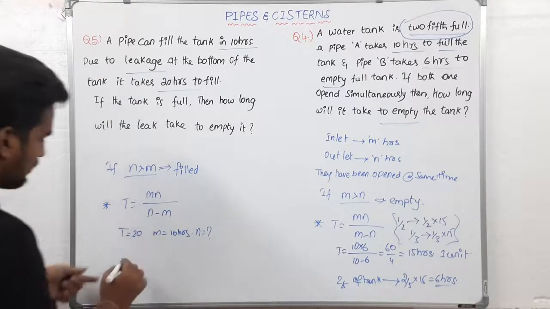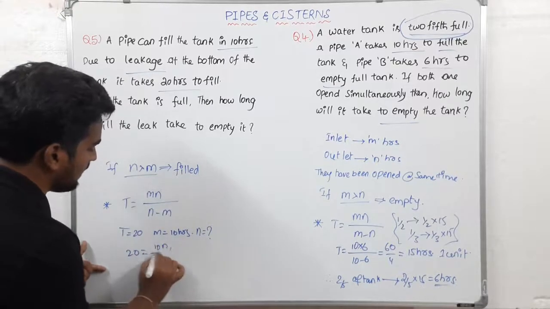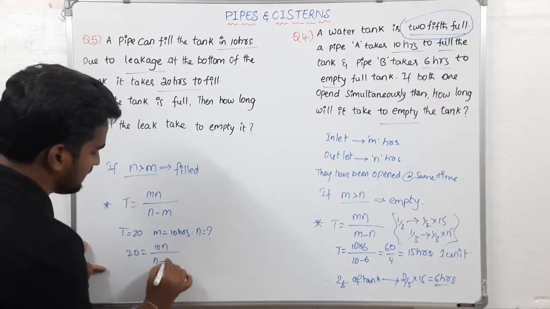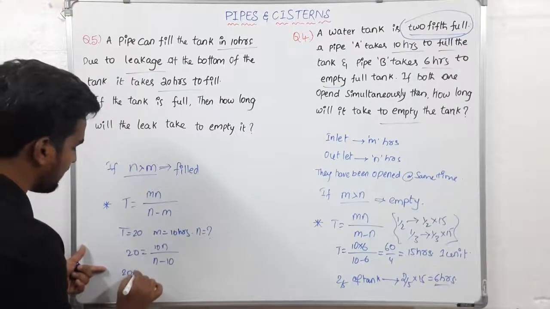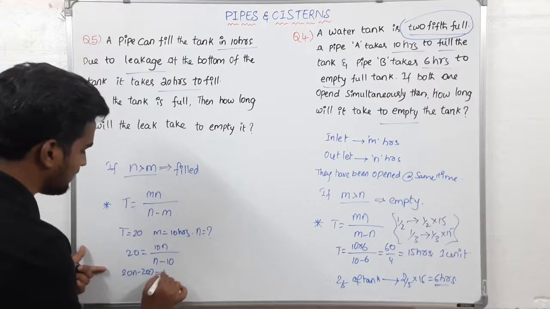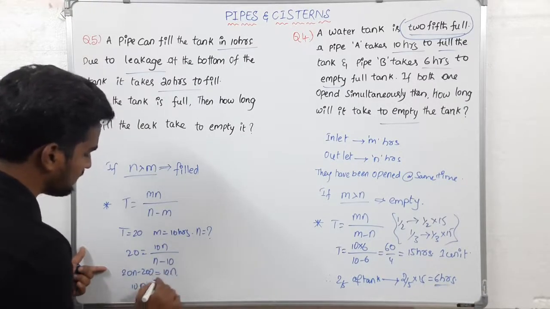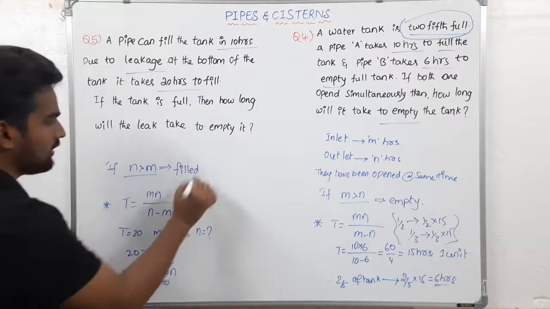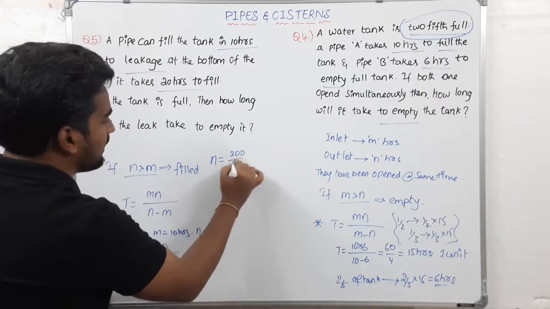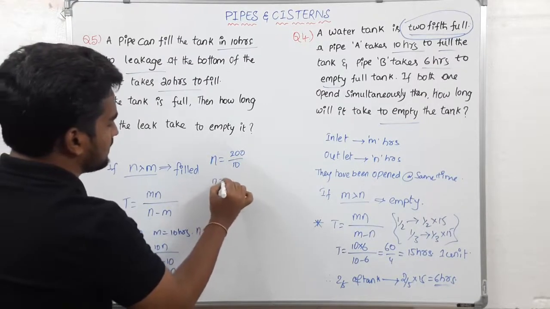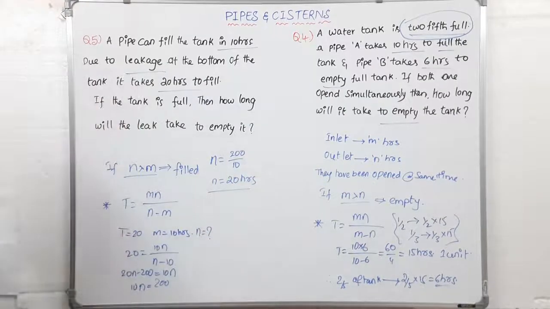So 20 equal to 10 into n by n minus 10. Therefore 20n minus 200 gives 10n, so 10n is 200. Therefore our answer is n equal to 200 by 10, which is 20 hours. So very simple problems.